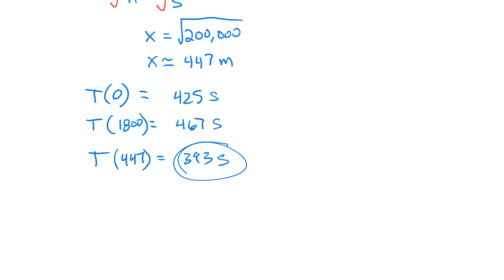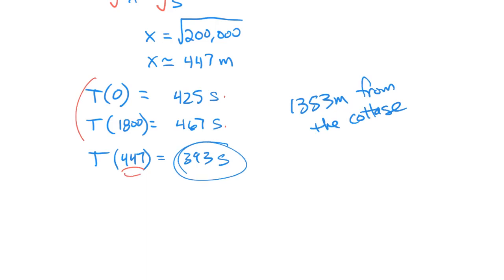So he should arrive 1,353 meters from the cottage. So that's the answer, 1,353 meters from the cottage. And I mentioned that we checked these 2 points. The extreme points will very, very rarely in an applied problem give us what we're looking for. We can see that these 2 take more time than if we use this one.